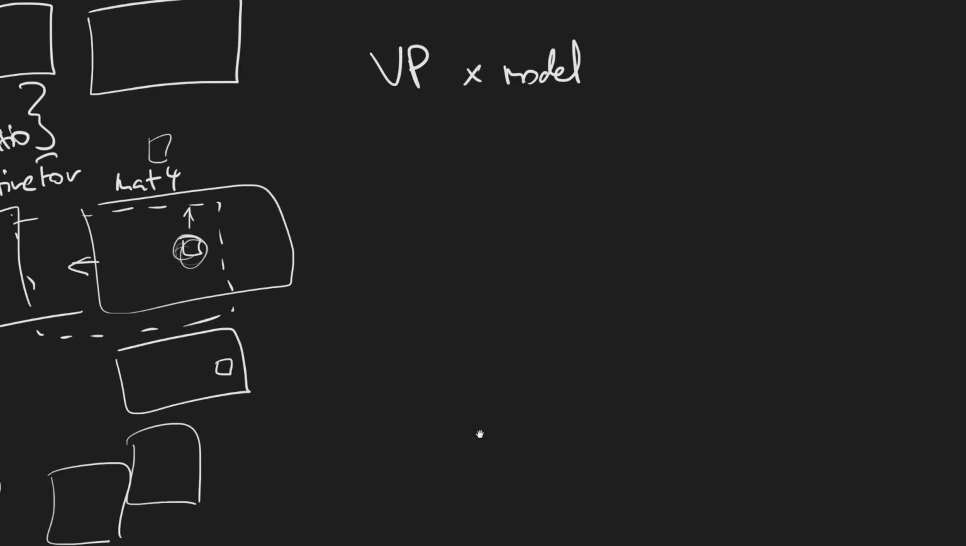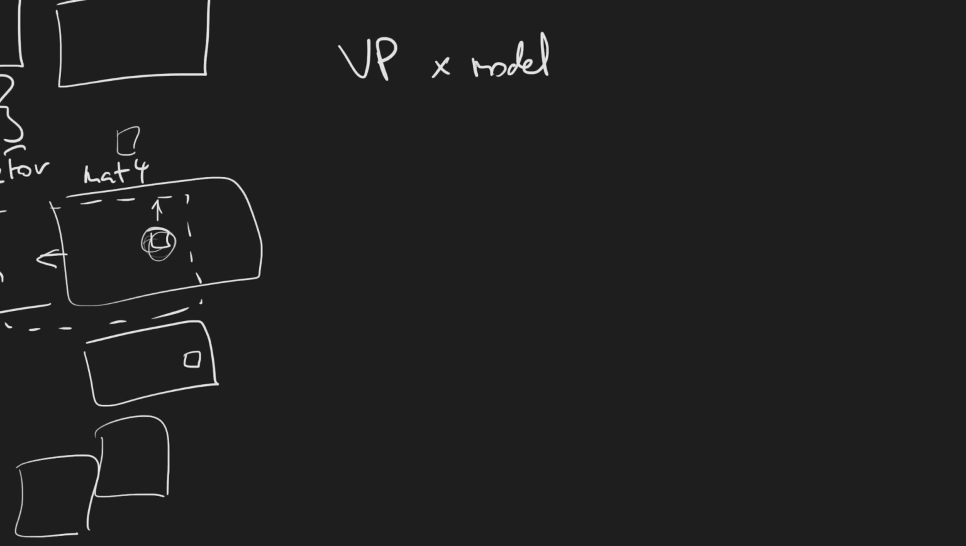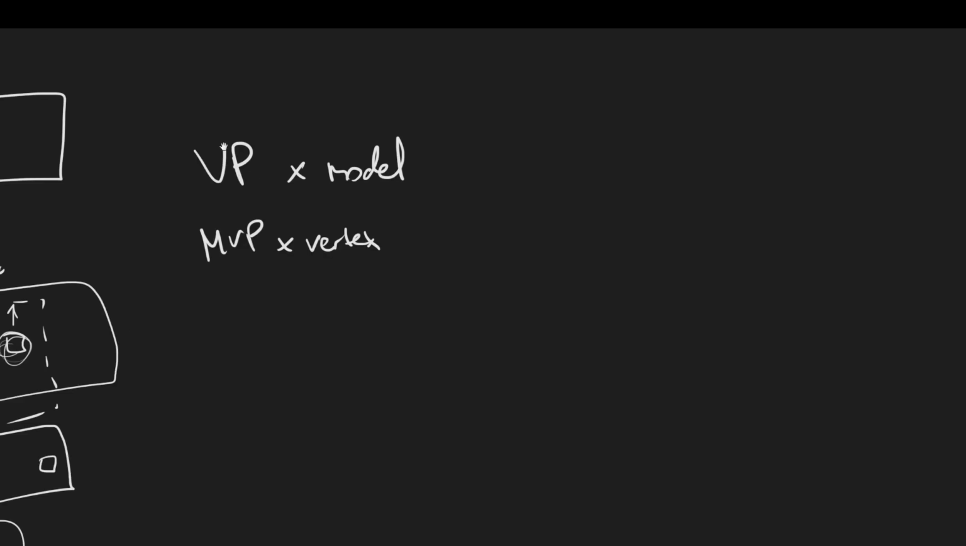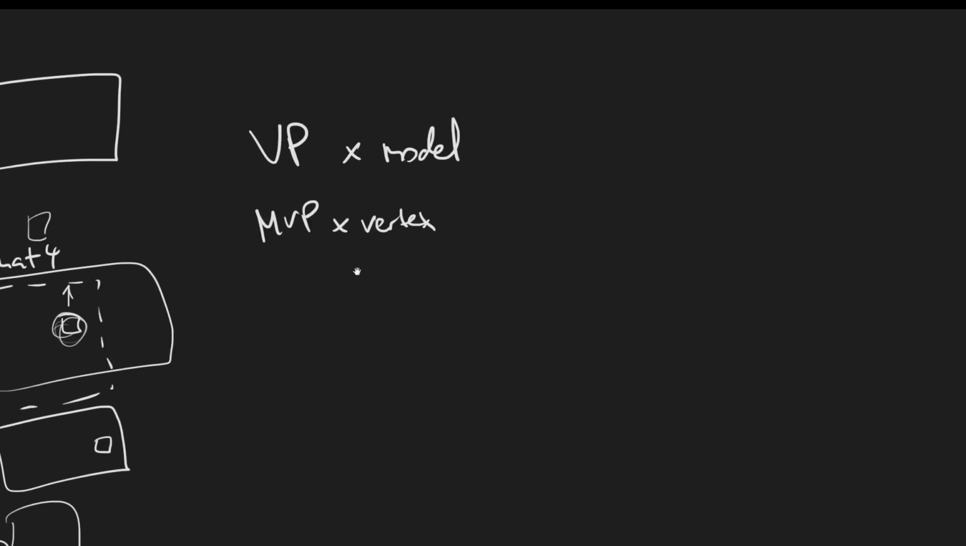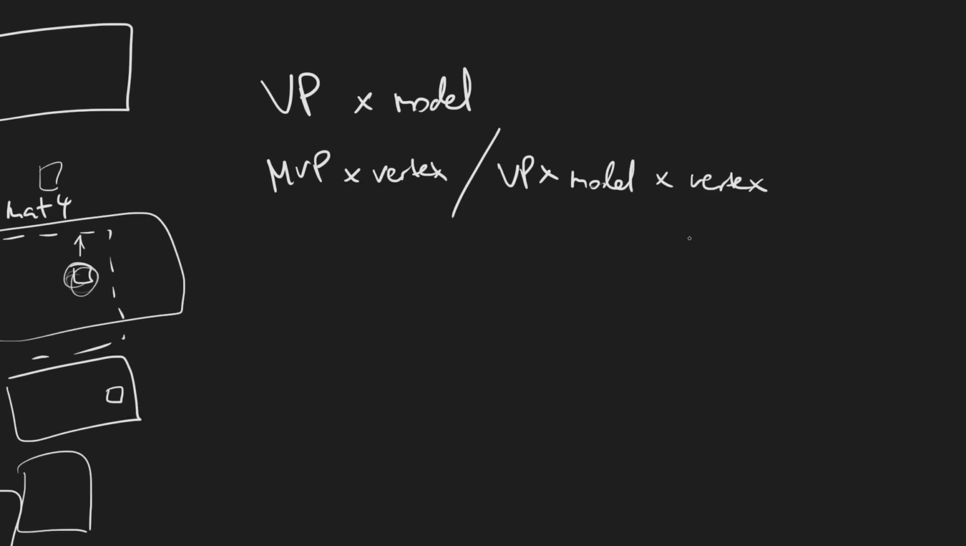So all of that stuff we can do in this MVP matrix that we end up with. We can take that and multiply it by our vertex positions inside the actual vertex shader, and that's our GL position. So you can do that. Or you can do even this multiplication in the shader, and then instead of this, you just do VP times model times vertex, right?